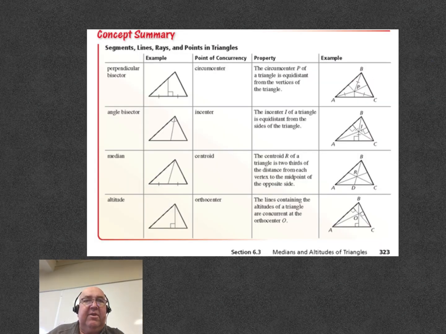So all of the things that we've looked at: perpendicular bisectors, angle bisectors, medians, and altitudes. The point of concurrency for perpendicular bisectors is called the circumcenter. The point of concurrency for angle bisectors is the incenter, which would inscribe a circle inside the triangle. The point of concurrency for medians is the centroid, and the point of concurrency for altitudes is the orthocenter.